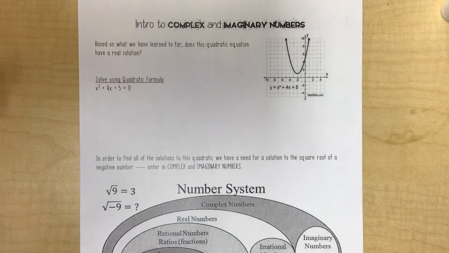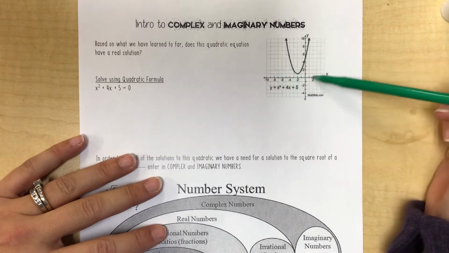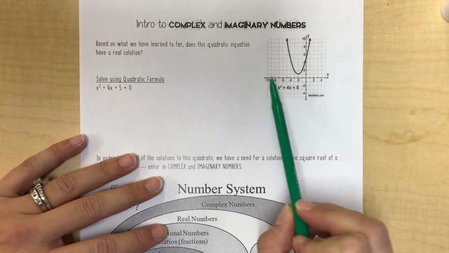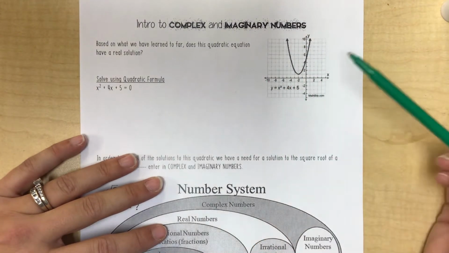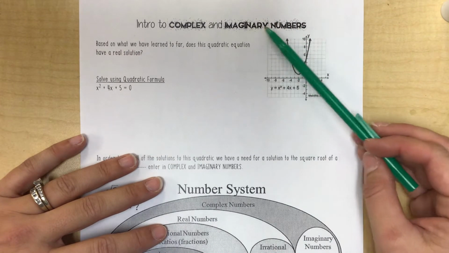Okay, so today we're going to talk about complex and imaginary numbers. Based on what we've learned in class so far, looking at this, we would say that this has no solution. That's because this parabola never crosses the x-axis, so we said no solution. But there actually is a solution, and that's going to involve the imaginary numbers.